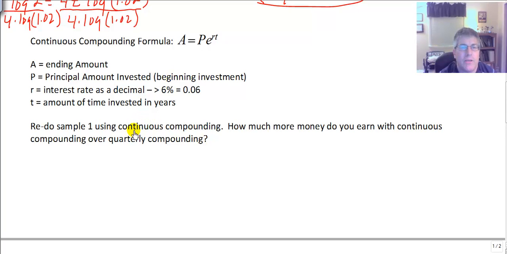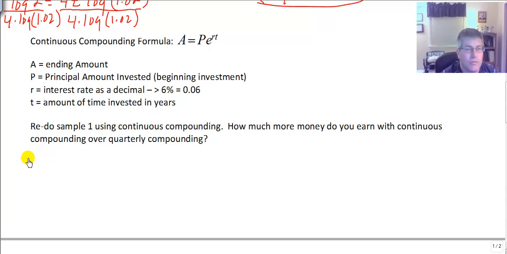So it says redo sample 1 using continuous compounding. How much more money do you earn with continuous compounding over quarterly compounding? Right? The more often the money compounds, the more principal you have to earn interest on, so you better earn more interest with continuous compounding than you would with quarterly compounding, assuming you have the same rate. So let's take a look here.